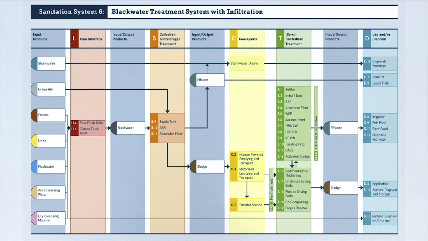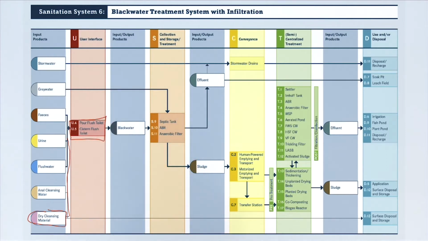Normally, we would know much more about the population, but in this case, we're going to have to make some assumptions. Let's assume that the population is made up of wipers and that they throw paper in the toilet, so we don't need a separate technology for it. Our gray cleansing material will follow this light line and mix it in with our urine, feces, and flush water. The urine, feces, and flush water, along with the toilet paper, will all flow into the user interface.